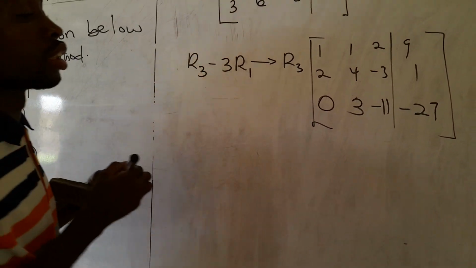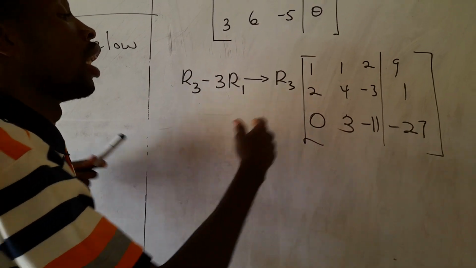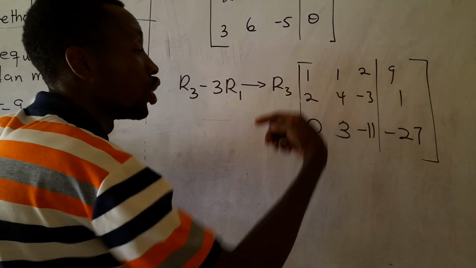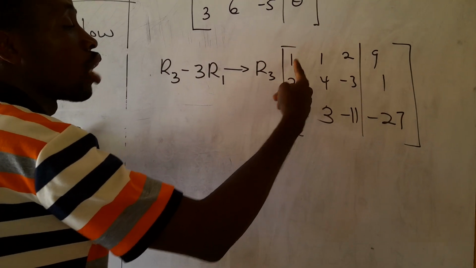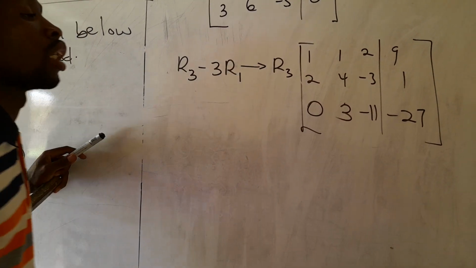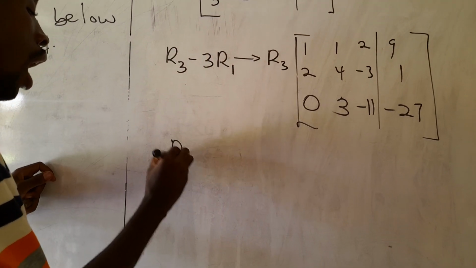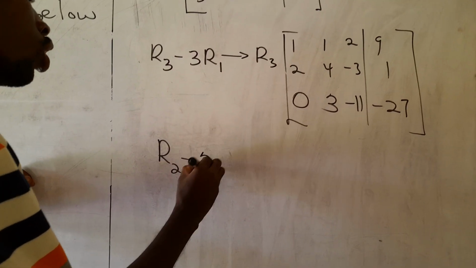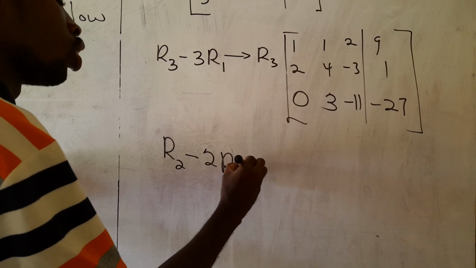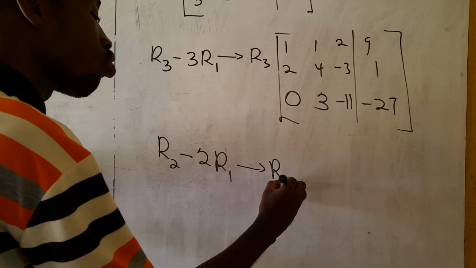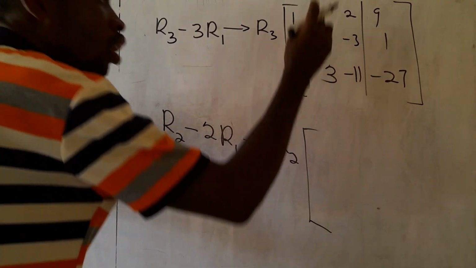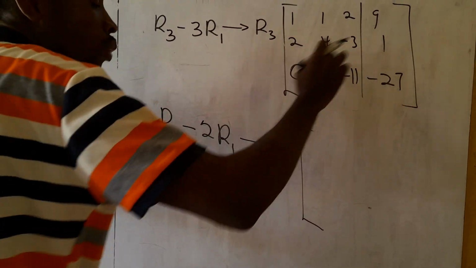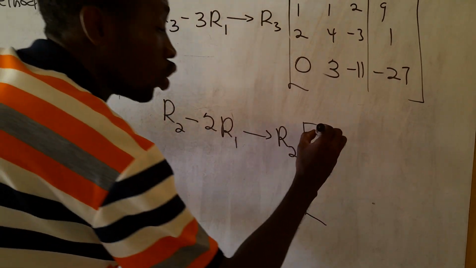The next thing is that we make the entry here also 0. Now how do we make it 0? If I multiply this by 2 and I subtract it from this, it will become 0. So I'll say R2 minus 2 times our R1 should go into my R2. So the first column and the third column of R1 will not be affected. So we write them.